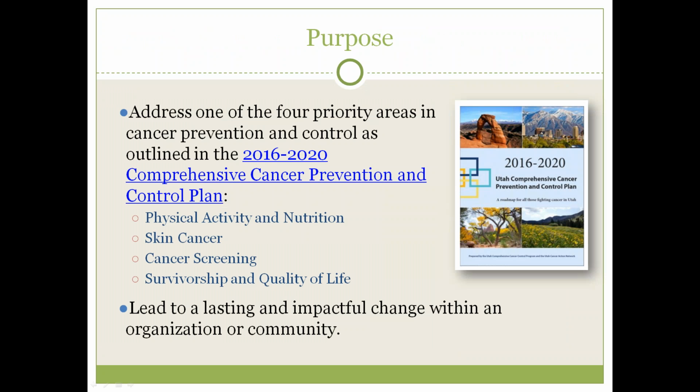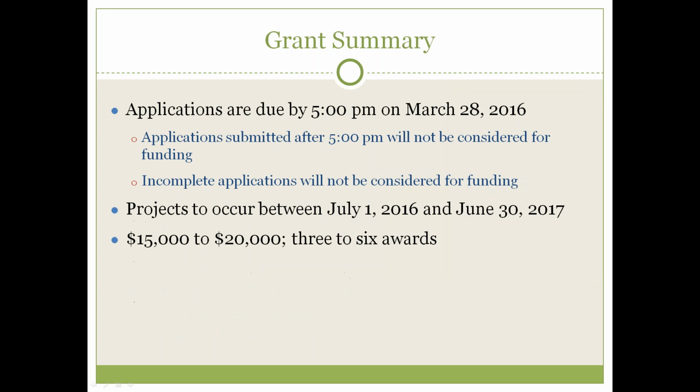So the purpose of these grants, we just released our new 2016 to 2020 Utah Comprehensive Cancer Prevention and Control Plan. So these projects are to address one of the 4 priority areas in the new plan. And those priority areas are physical activity and nutrition, skin cancer, cancer screening, survivorship, and quality of life. And these projects have the end goal of leading to lasting and impactful change, either within an organization or a community.